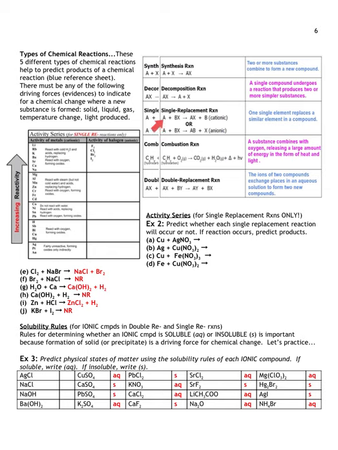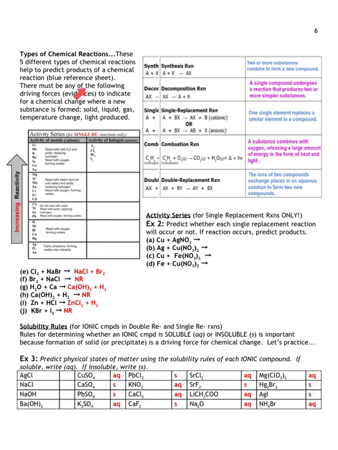So if the element can only be a cation, it will replace only the cation. If the element is an anion, it will replace the anion in the compound. Combustion is usually a hydrocarbon reacting with oxygen to form carbon dioxide and water. And then a double replacement is really two ionic compounds usually switching places to form new compounds. So this is a very good chart and description of the different reaction types.